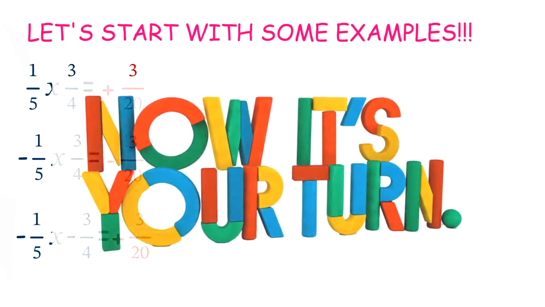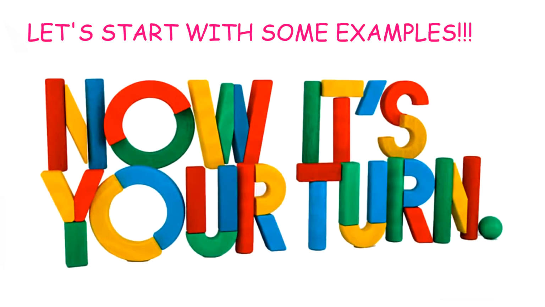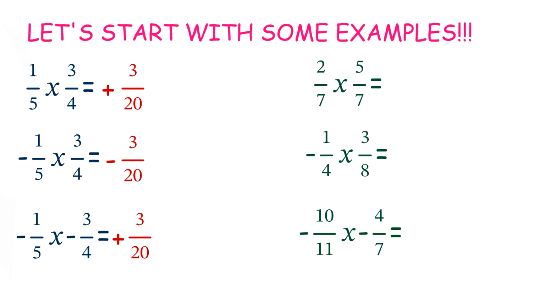Now, it's your turn. Please stop the video and do the solutions. Then check your answers from the video. First one is positive 10 over 49. Second one is negative 3 over 32. Last one is positive 40 over 77.